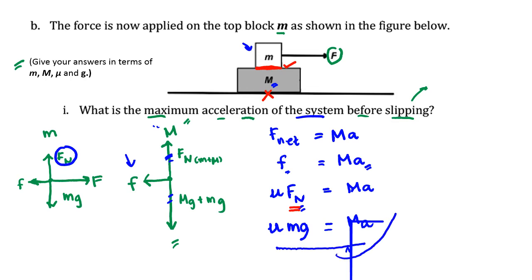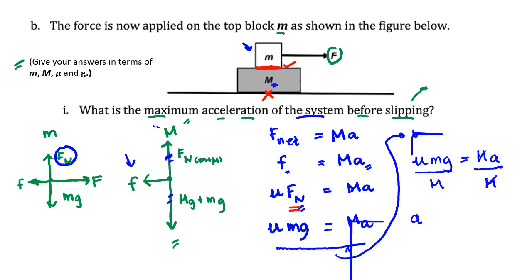Let me rewrite that part here. So we have mu mg is equal to capital M A. Now I'll divide both sides by capital M. So my acceleration is equal to mu mg all over capital M.